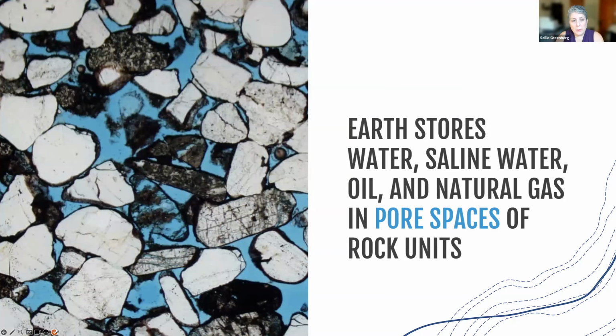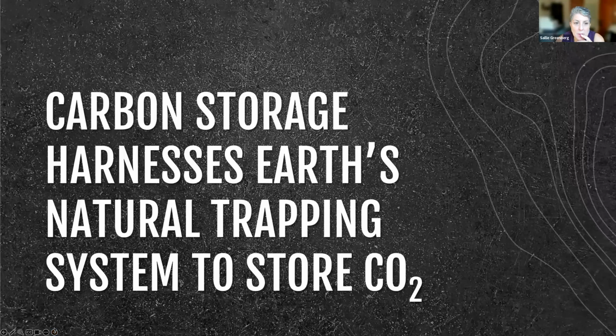So this picture is what we call a photomicrograph. It's essentially a very thin slice of a rock, and everything that you see in blue is a pore space, or a space where rocks don't touch but are filled with some sort of fluid. The principle of geologic storage is that we're harnessing the Earth's natural trapping system to store carbon dioxide. So we have what we call sinks and seals.